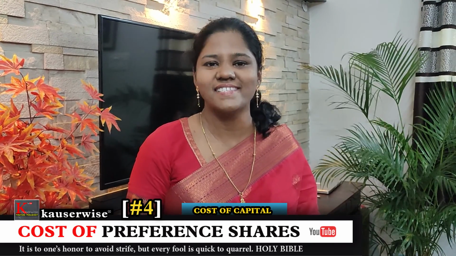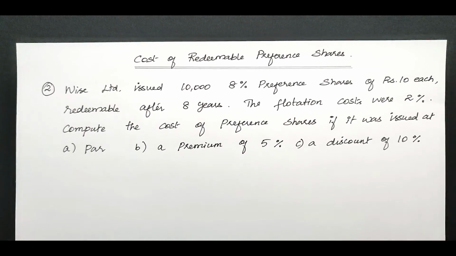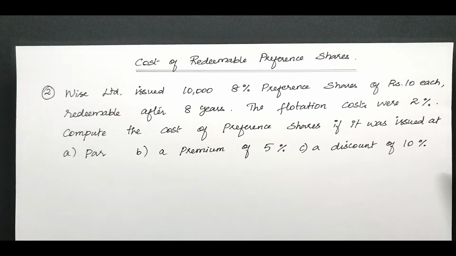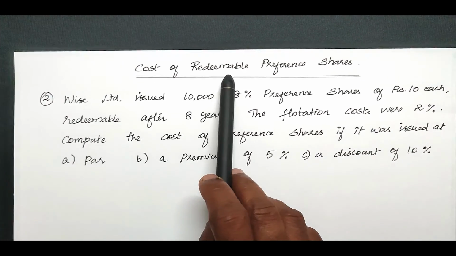This is Kauserwise and this is the continuation video of cost of capital. In the previous video, we have seen cost of irredeemable preference shares. In this video, we are going to see cost of redeemable preference shares.